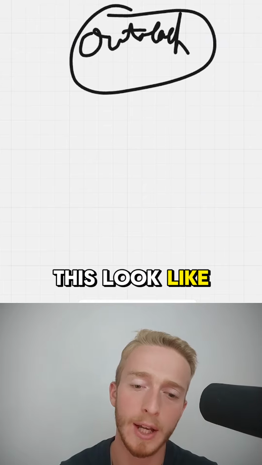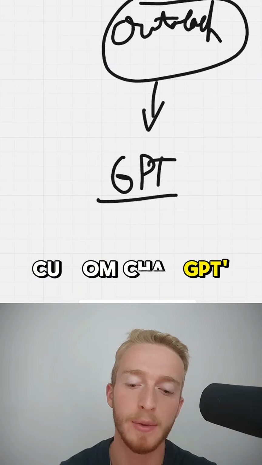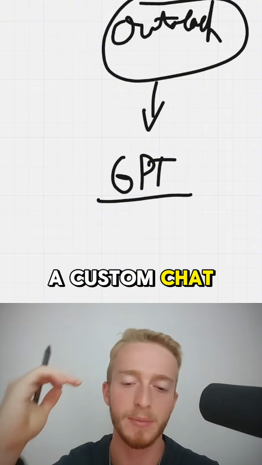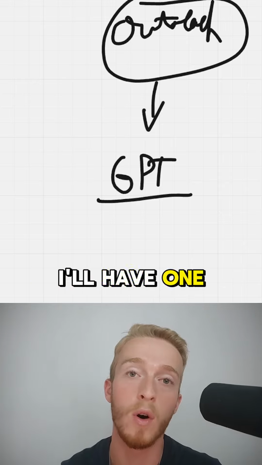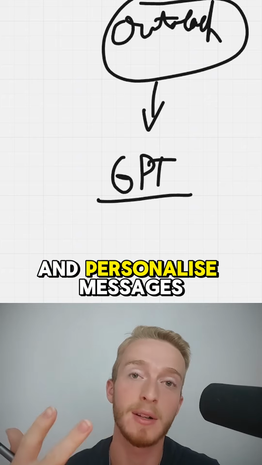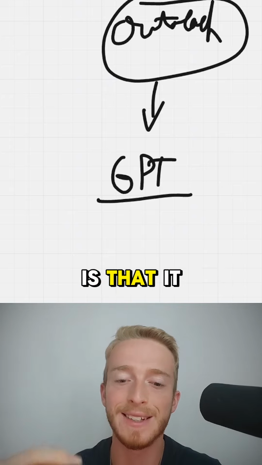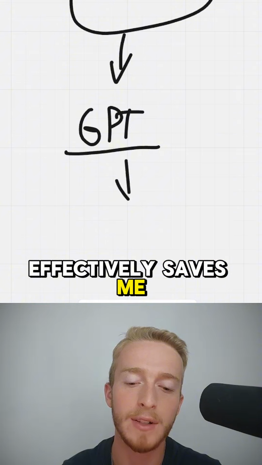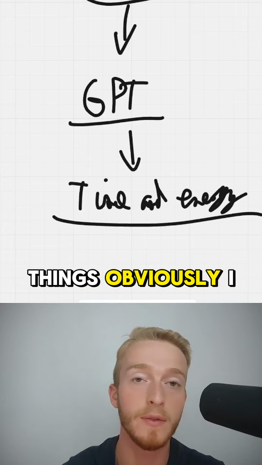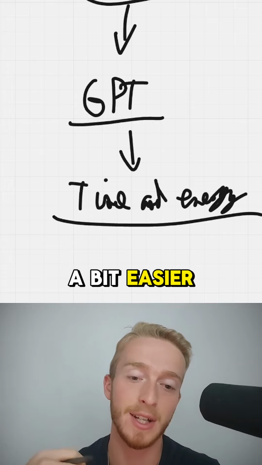So, what does this look like? Typically speaking, this looks like a few things. One of these things is having custom ChatGPTs. Obviously, I don't need to tell you what that is, but I have a custom ChatGPT for different functions. I'll have one that helps me make profiles, one that helps me make Sales Navigator lists, one that helps me send personalized messages, one that helps me respond to messages, and so on. It effectively saves me both time and energy. These are things I can obviously do manually, but it allows me to make things a bit easier and more simple.